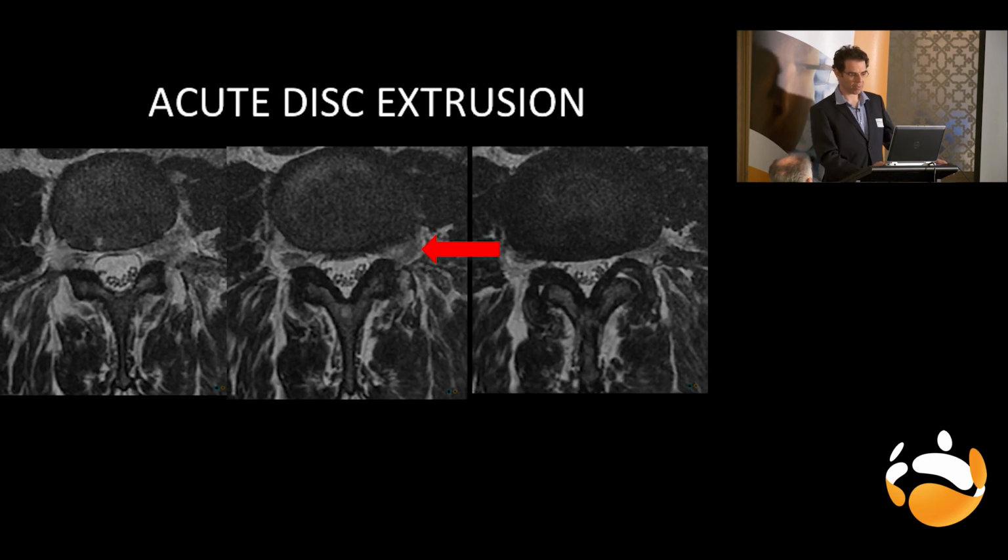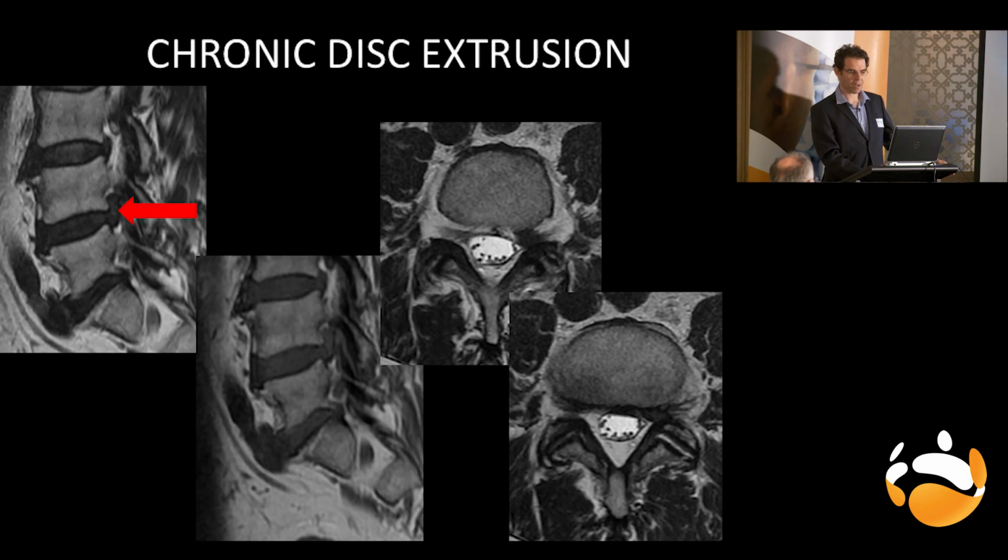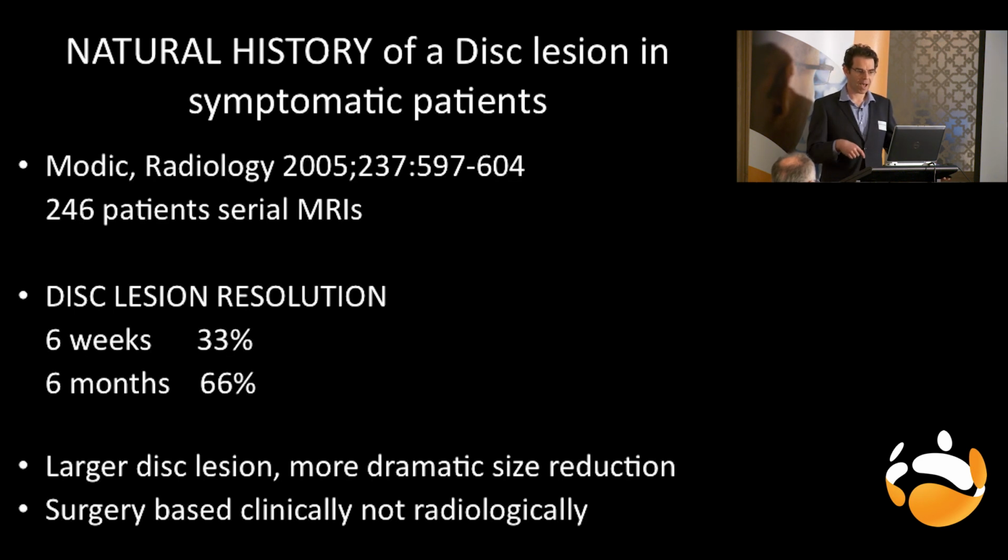So here's an example of an acute disc protrusion on MRI. It's ill-defined, it's hyperintense, versus the chronic extrusion. You can see it's very sharply defined, it's dark. We know that with discs, eventually they shrink down over time, as this study has shown, and that surgery is based clinically, not on the size of the disc.